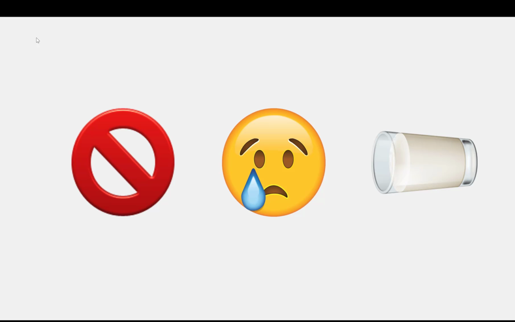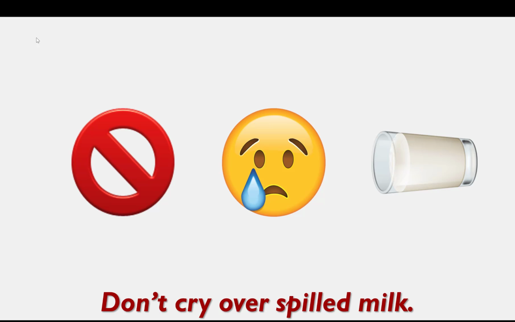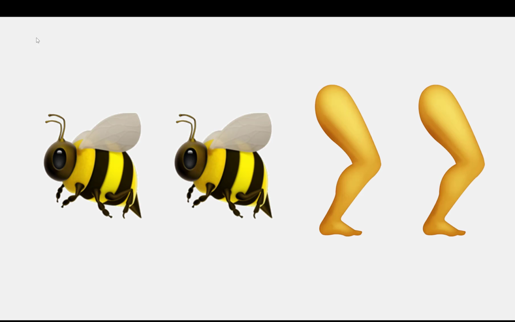So what do you think this one is? Don't cry over spilled milk. Get it? All right, let's try some more. What about this one? Downtown. So it's the word town written in a down direction. All right, what about this one? The bee's knees. That's kind of an old saying. You may not have heard of that one, but it's an older saying for when something's really good.